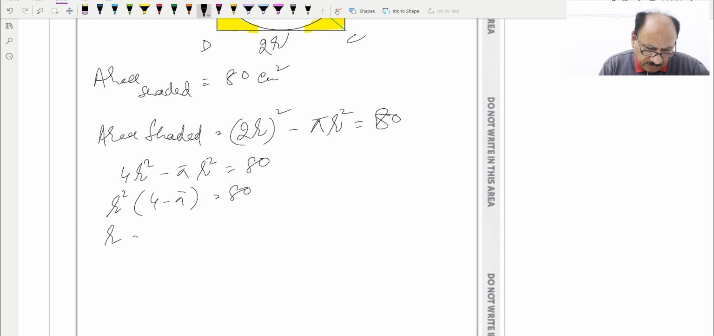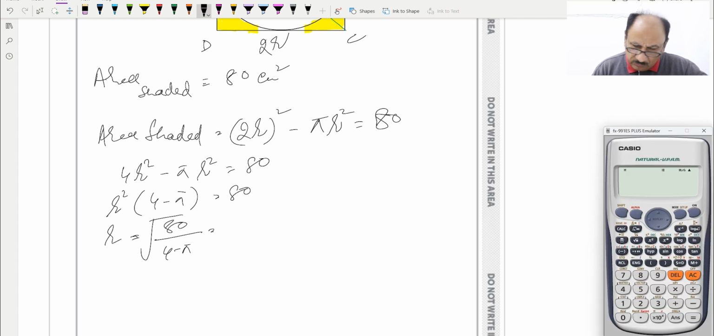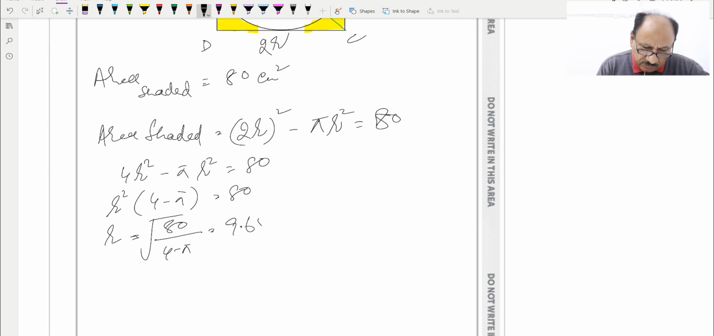And r will be equal to the square root of 80 over 4 minus pi. We can check this one, this is the square root of 80 over 4 minus pi, and this is equal to 9.65. Now with this r value we can write AC.